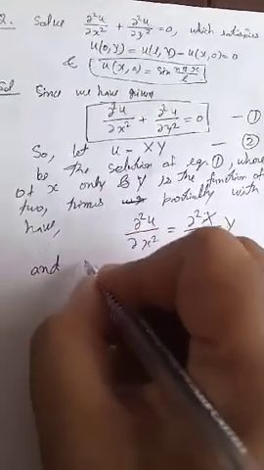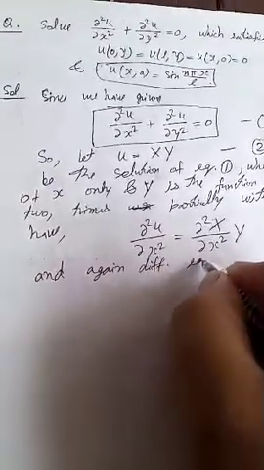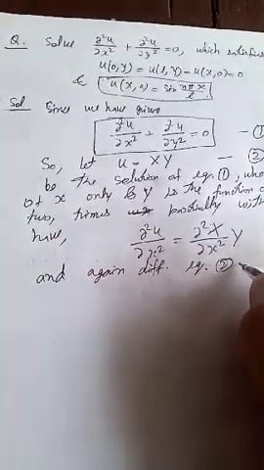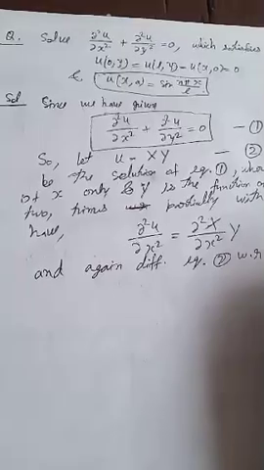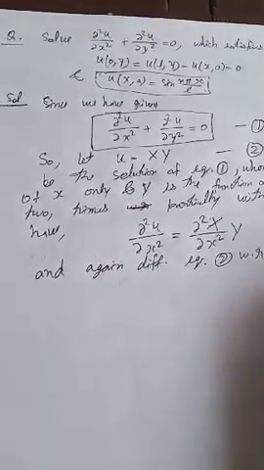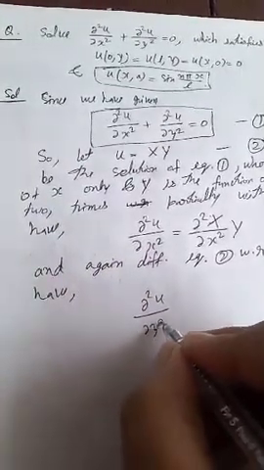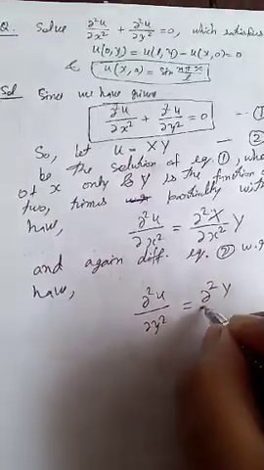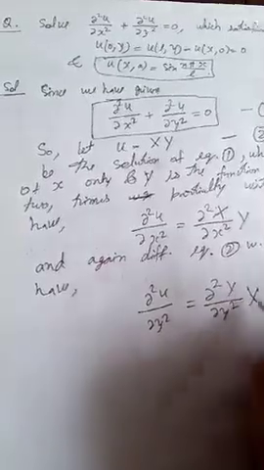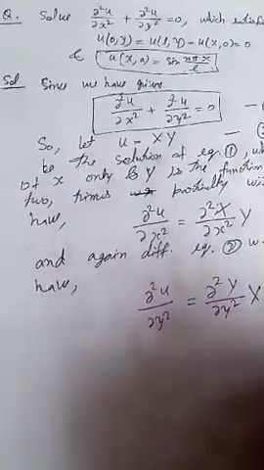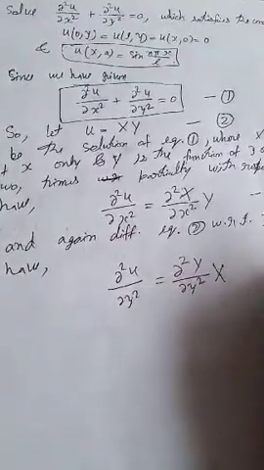And again differentiating equation 2 with respect to y partially, we have del 2u over del y square equals del 2 capital Y over del y square into capital X. This will be equation number 4.